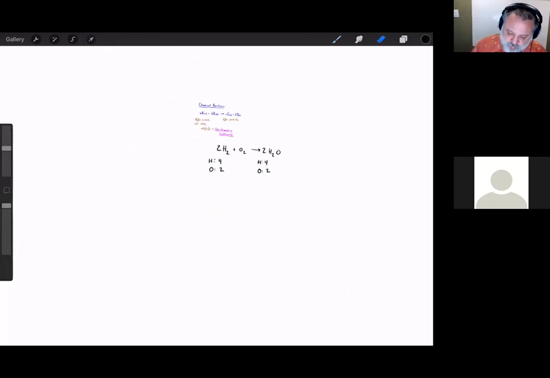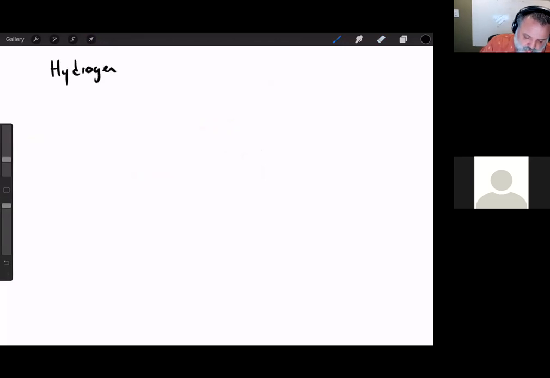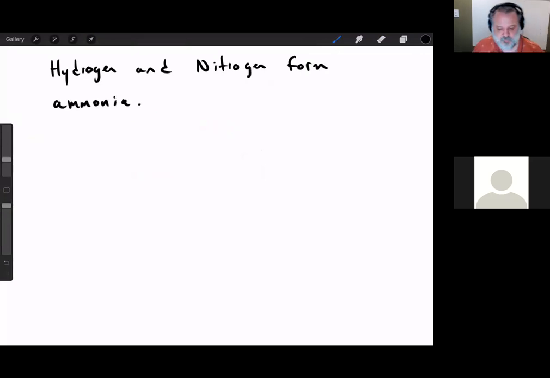Let's do another example. Let's start off with a word problem. Let's see if we can convert the words to symbols. Hydrogen and nitrogen form ammonia. Here's the sentence, the story in words. Now let's convert it to symbols.